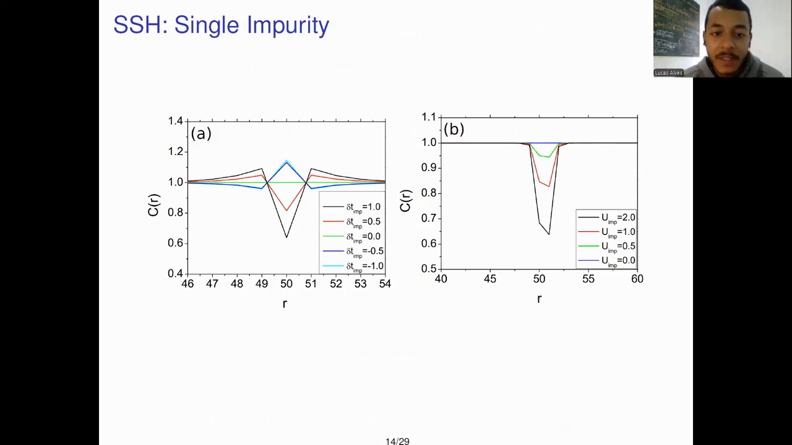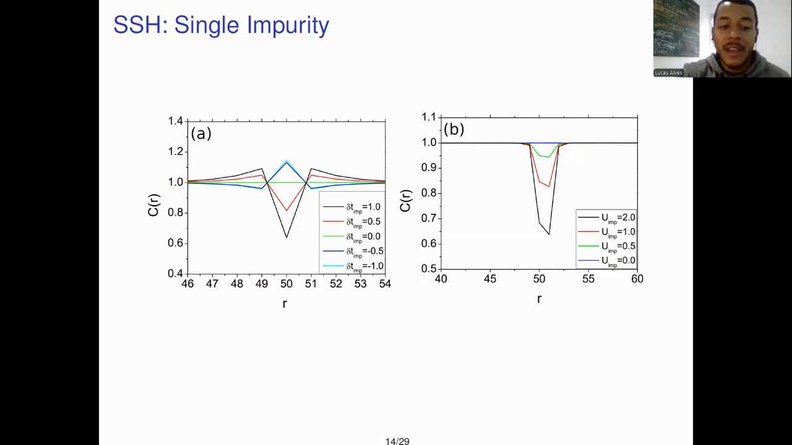Figure A and B here correspond to the marker pattern as we put two different kinds of impurities in the Hamiltonian. Figure A corresponds to changing locally the value of delta T, which means this is a hopping impurity. We can see that where the impurity changes negatively the value of the marker, there is a positive change near the impurity, conserving the sum over all sites. This means that the global order remains unchanged.